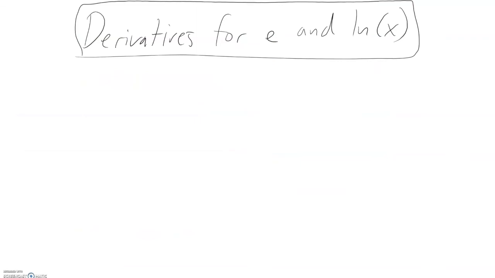Welcome to video number 2 in my series on differentiation rules. In this one, we're going to take a look at e and the logarithm with base e, the natural log of x. So let's start with e. Given the function f of x equals e to the x.